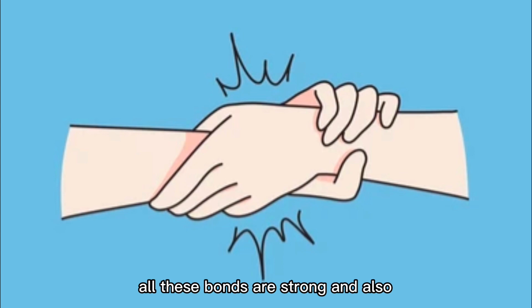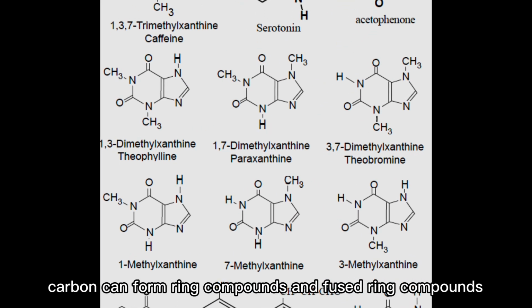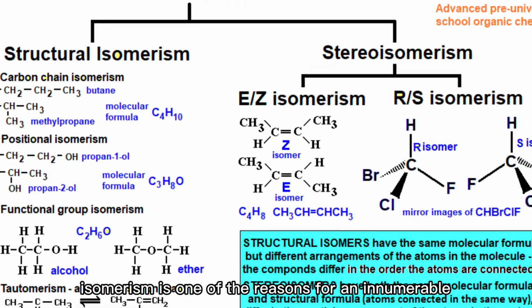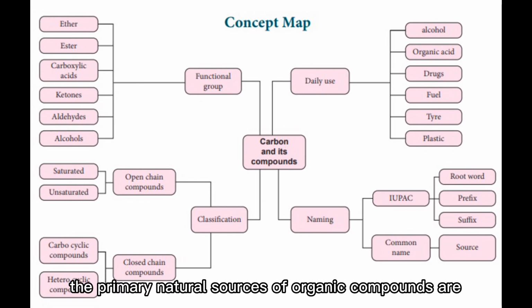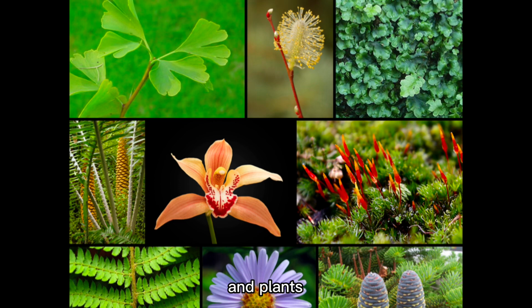All these bonds are strong, and also carbon can form ring compounds and fused ring compounds. Isomerism is one of the reasons for an innumerable number of carbon compounds. The primary natural sources of organic compounds are coal, petroleum, natural gas, animals, and plants.